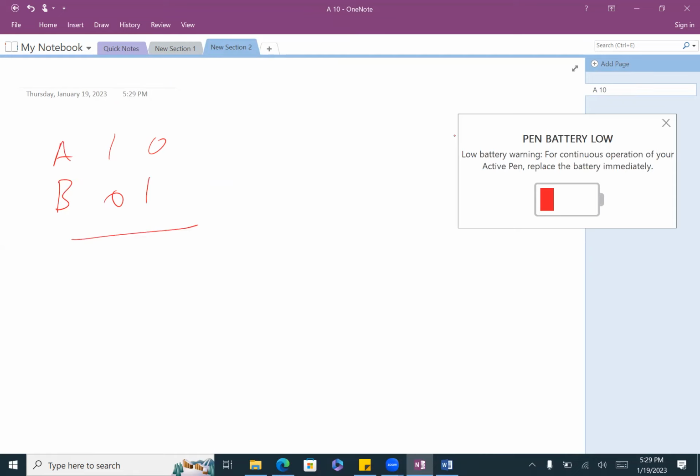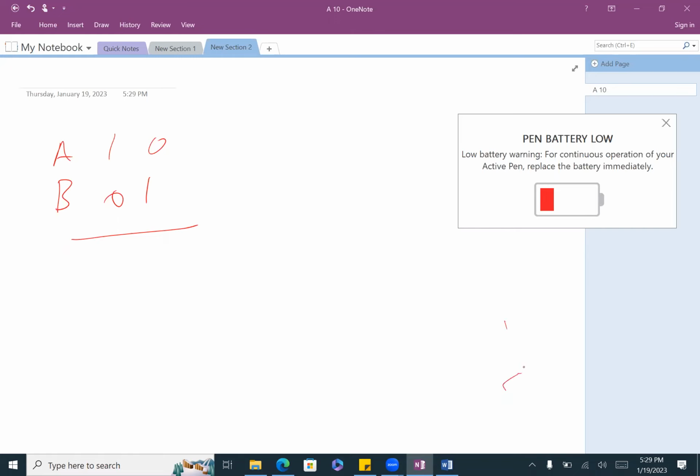Let me just change the battery very quick. I think it's this way. Just make sure we are safe.